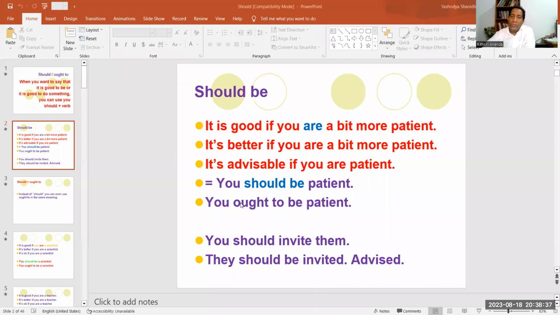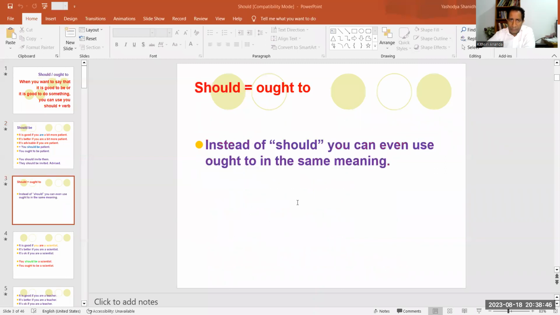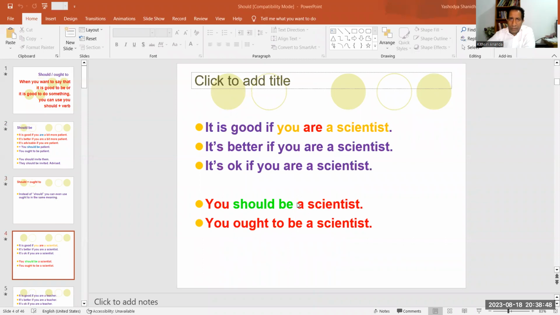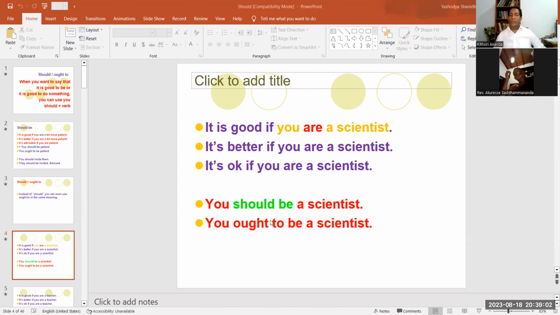Instead of should, you can use even ought to in the same meaning. You ought to be patient. So it is good if you are a scientist. It's better if you are a scientist. It's okay if you are a scientist. You should be a scientist. You are a scientist, by using simple present, I can say that you are a scientist. But actually you are not a scientist.